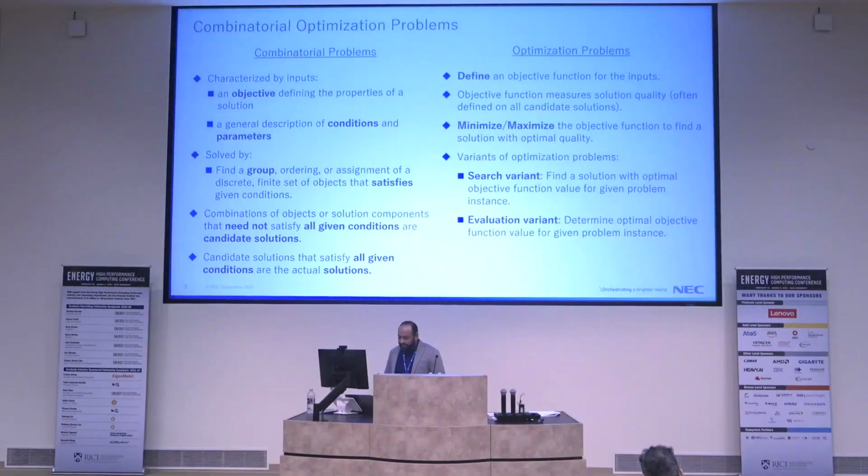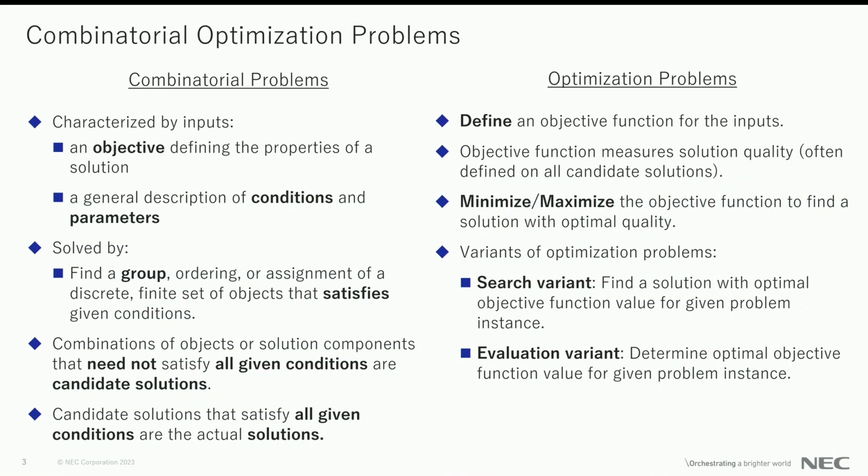It is basically solved by finding a group of discrete, finite set of objects that satisfy the conditions to meet the objective. And if all the conditions are not met, but the objective is achieved, it is still a candidate solution. And in case where all the given conditions are met and the objective is achieved, it is an actual solution that you're looking for.